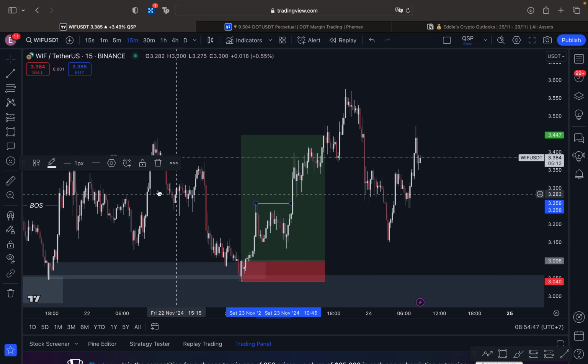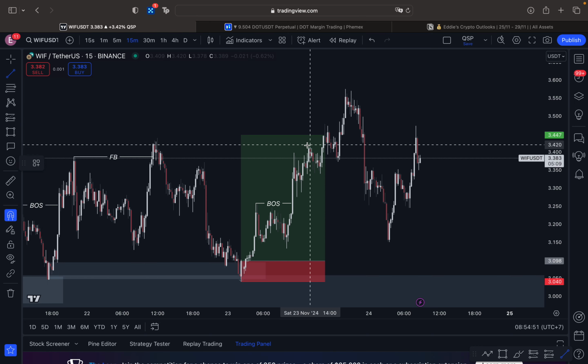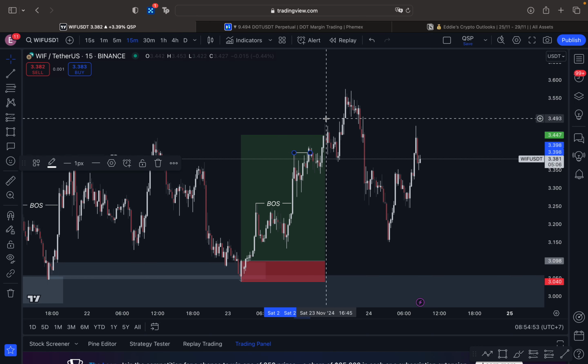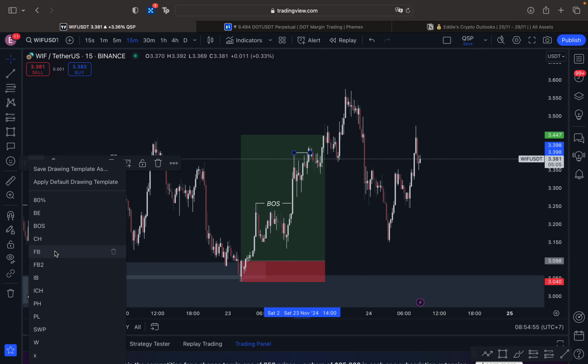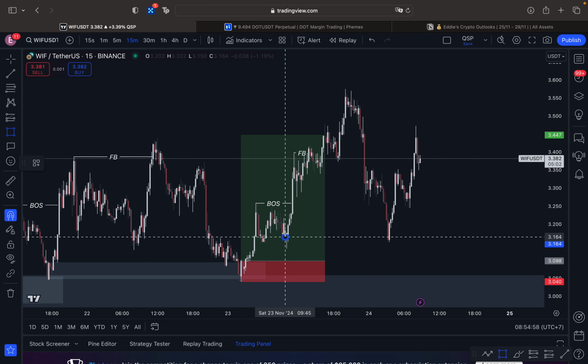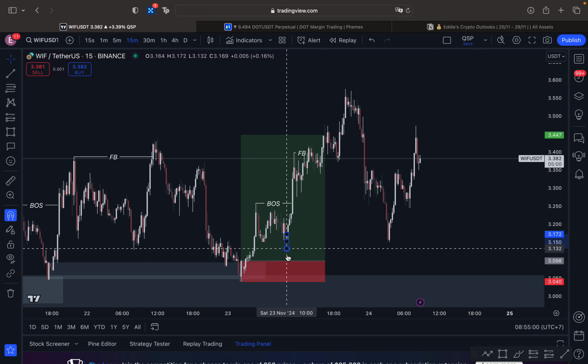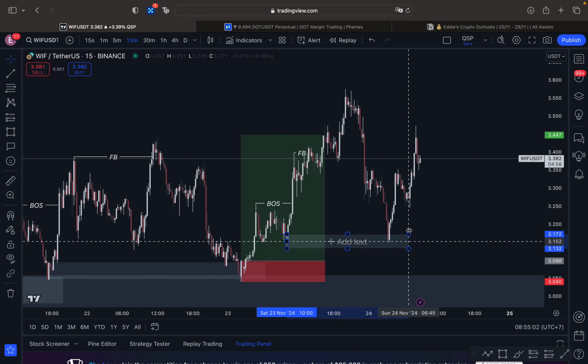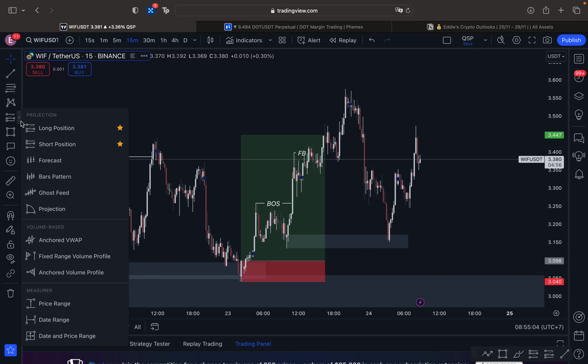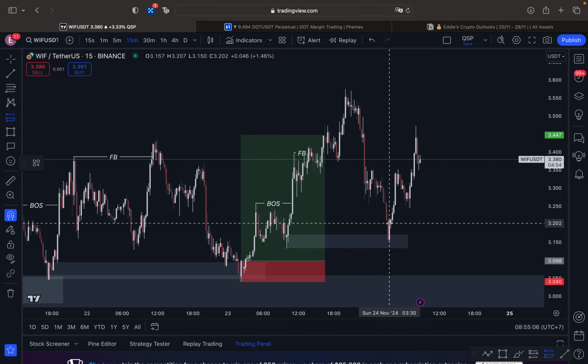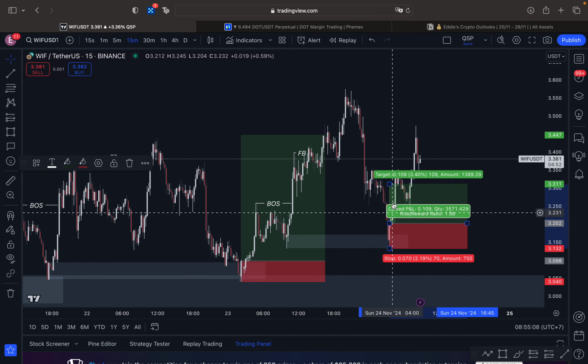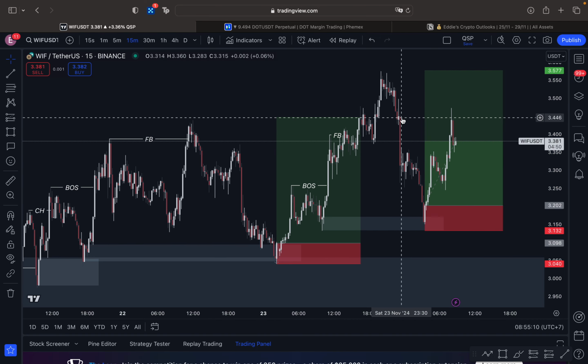It then created another structure. So we had this breaker structure, and then we had this FBOSS. We can mark it here, or we can mark it here, it doesn't really matter. After the FBOSS, it then created the demand zone. I'm sorry, the BOSS created the demand zone. So now we have BOSS, FBOSS, demand zone. Price came in, rejected, same setup. And then we would have targeted this.